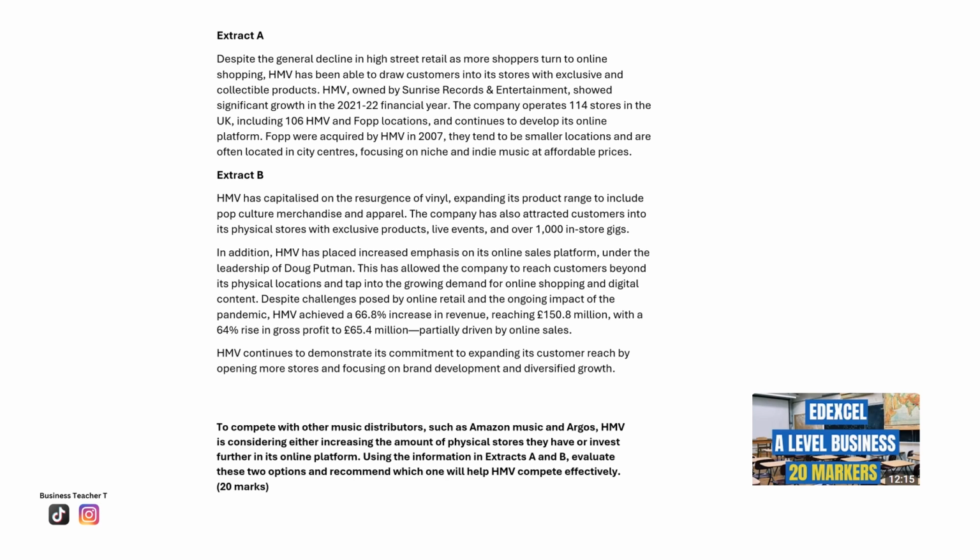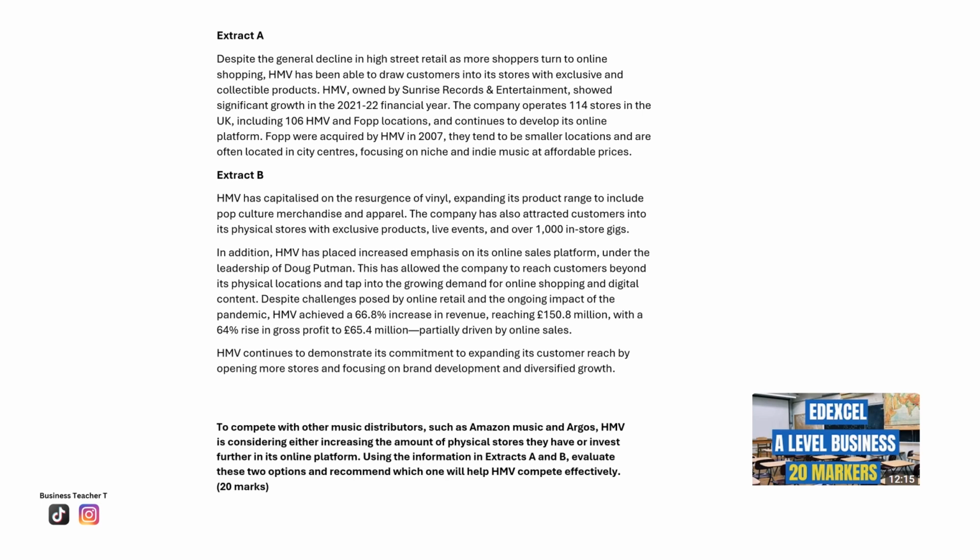Extract A. Despite the general decline in high street retail as more shoppers turn to online shopping, HMV has been able to draw customers into its stores with exclusive and collectible products. HMV, owned by Sunrise Records and Entertainment, showed significant growth in the 2021 to 2022 financial year. The company operates 114 stores in the UK, including 106 HMV and FOP locations, and continues to develop its online platform. FOP were acquired by HMV in 2007.